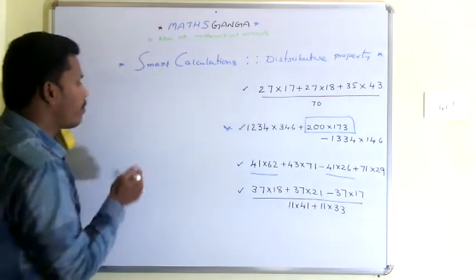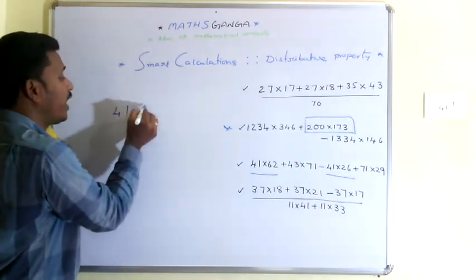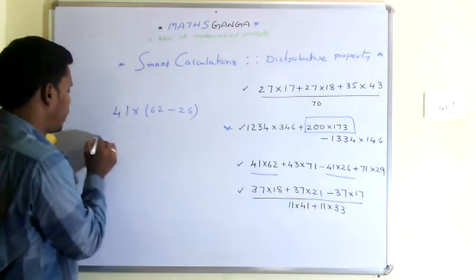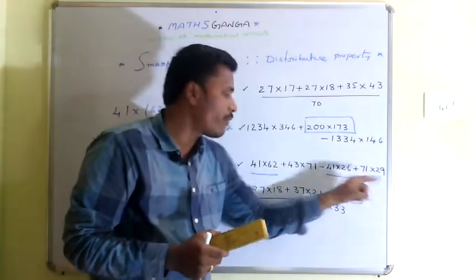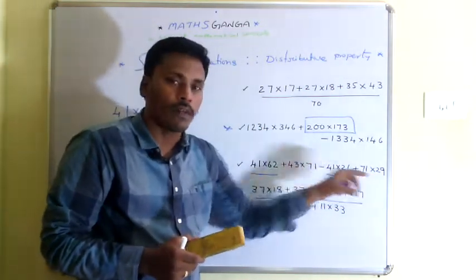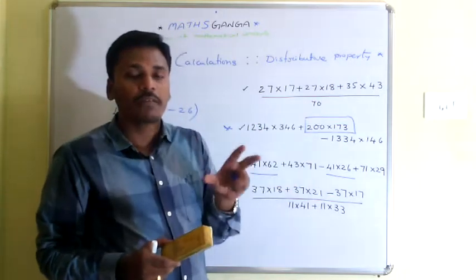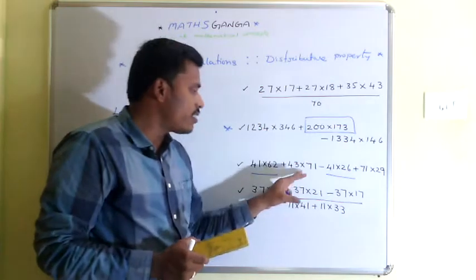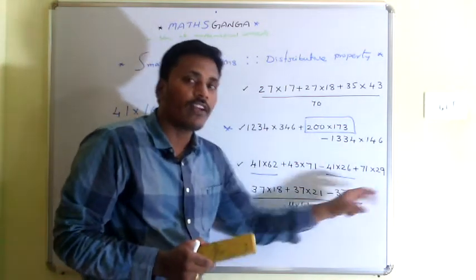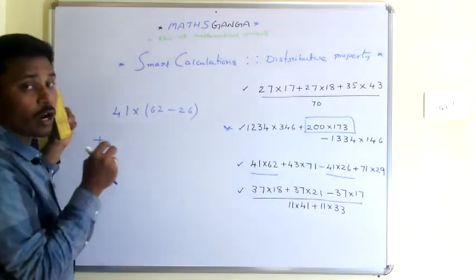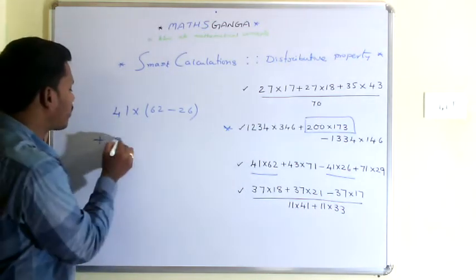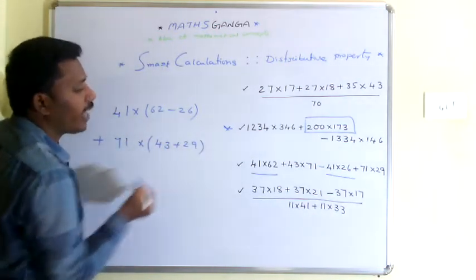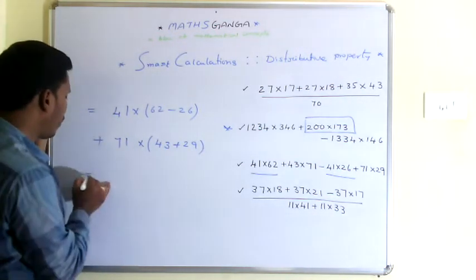If you collect the 41 back, how does it become? 41 into 62 minus 26, plus. Again, from the second term and third term, if you observe, 71 is the common one. We need to observe the problem. Observation plays a very important role in solving mathematical problems. Since this is 43 into 71 and this is 71 into 29, you just collect out that 71. Then it becomes 71 into 43 plus 29.